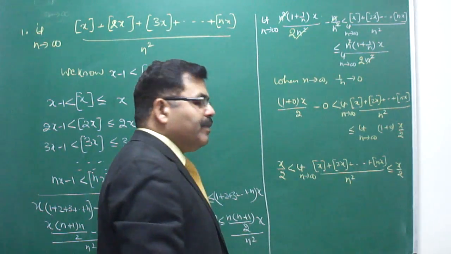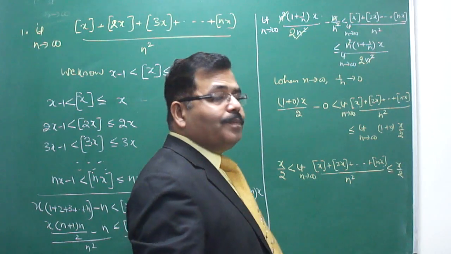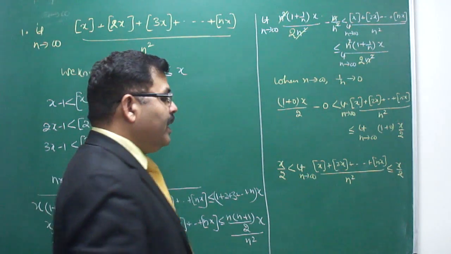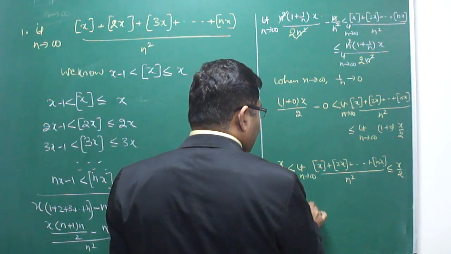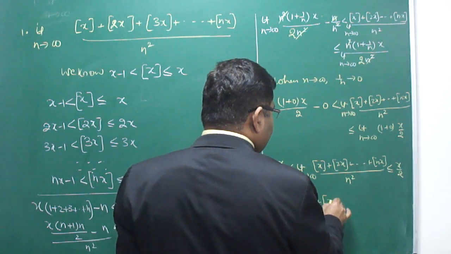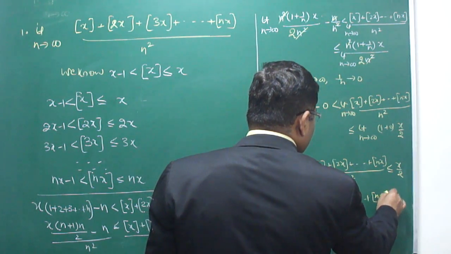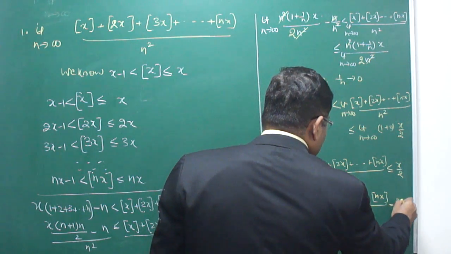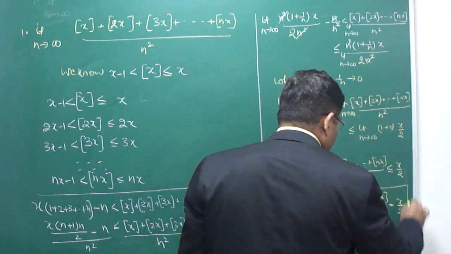We have discussed the sandwich theorem, and this is what? It is greater than x by 2 and less than or equal to x by 2. It means finally we can write limit n tends to infinity, greater integer function x plus greater integer function 2x plus up to greater integer function of nx whole divided by n square is nothing else but x by 2, and this is the answer of this question.